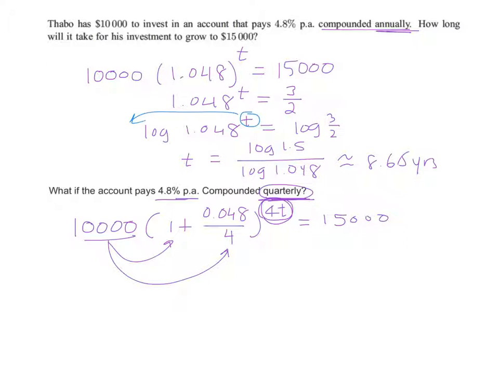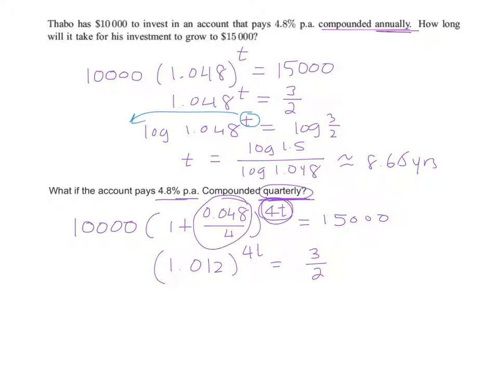So in order to calculate this, there are a couple different ways you can do it. First, you could divide by 10,000 on both sides. So we're left with 1 plus 0.012, which simplifies into 1.012, raised to the 4t is equal to 3 over 2.